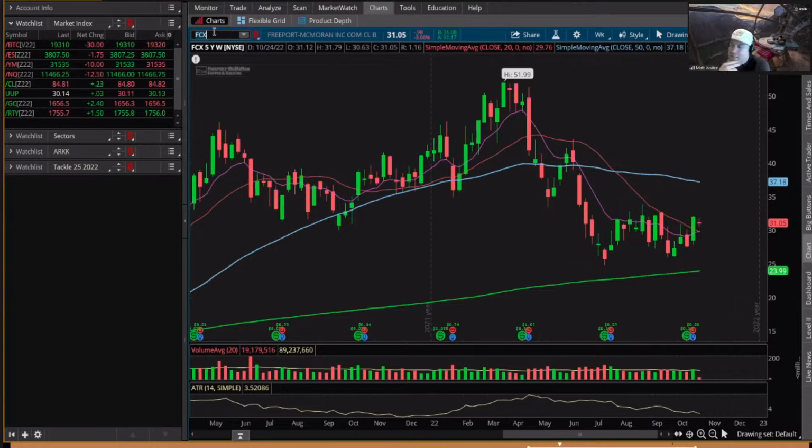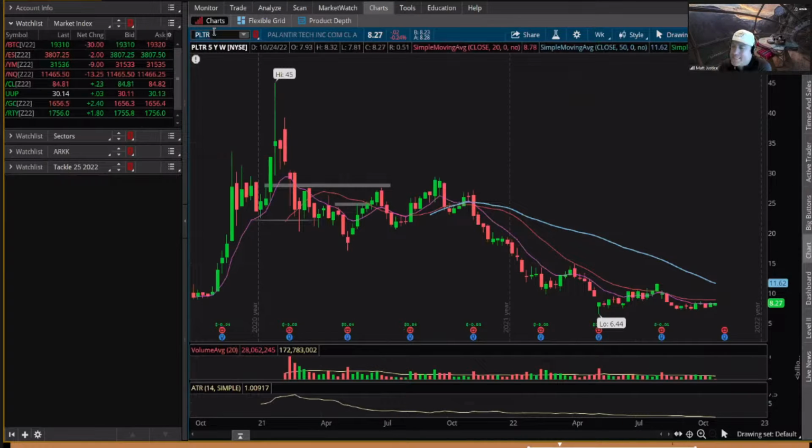I also want to take a look at one of Coach Mark's names, right? One of Coach Mark's names. Mark likes a little bit of those high beta growth stocks. There's no doubt about that. He likes to sell naked puts on them. He likes to sell credit spreads. He likes to do covered calls. He's a theta trader through and through.